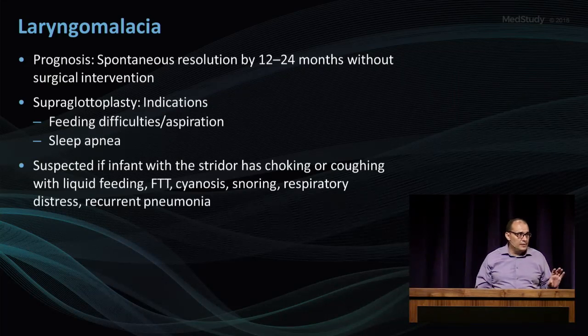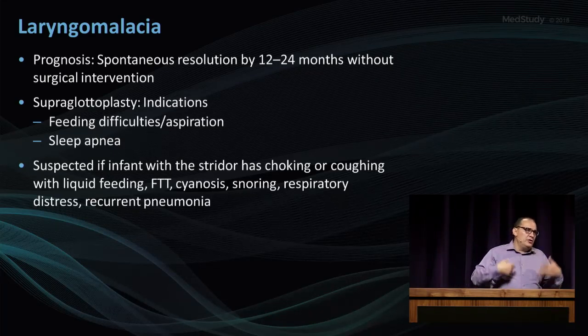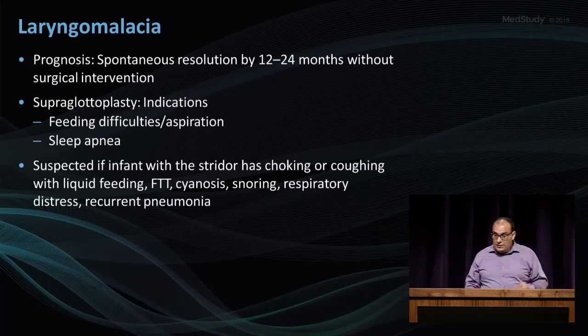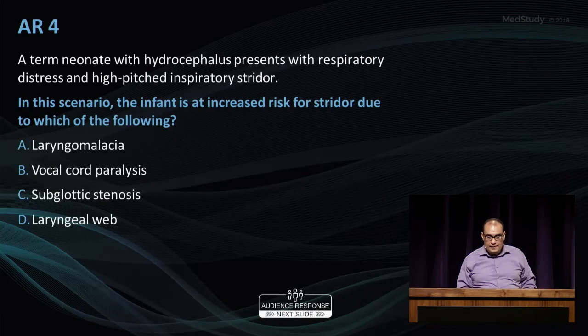So we talked about the prognosis, supraglottoplasty, and about liquid aspiration, suspected if the infant is choking or coughing because of aspiration. Failure to thrive, because if you have obstructive sleep apnea, you spend more energy on work of breathing. If you aspirate, you will increase your work of breathing. That's why they have failure to thrive. And then snoring, respiratory distress, recurrent pneumonia. So you know these, and you know what to observe.